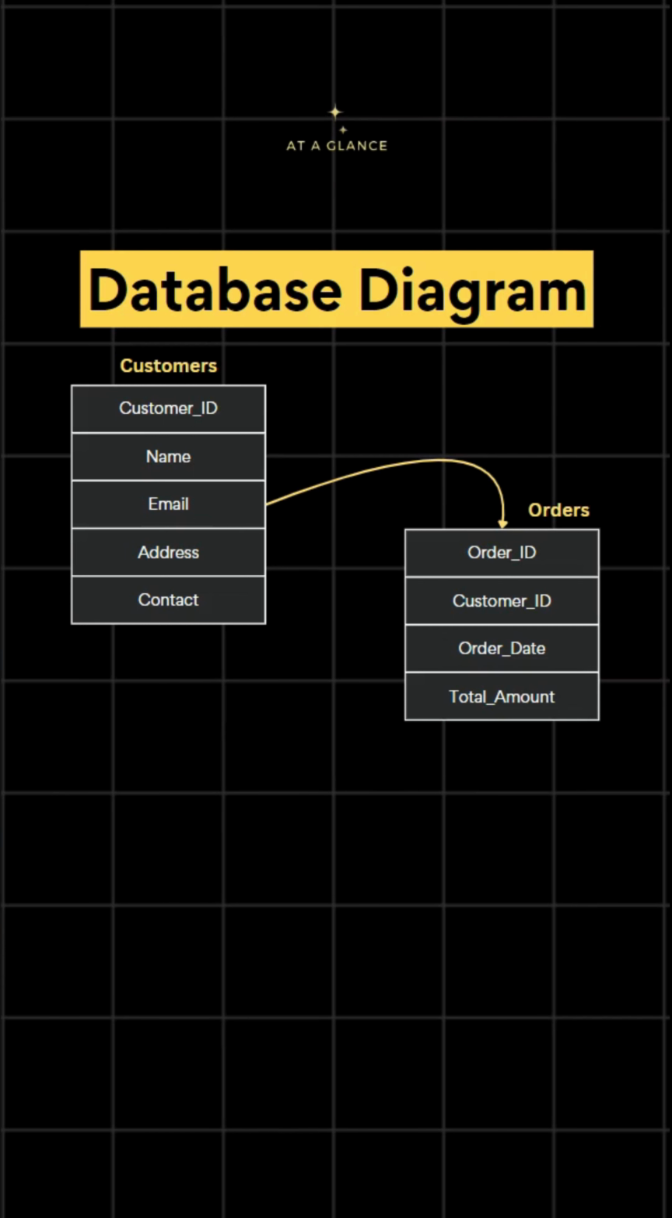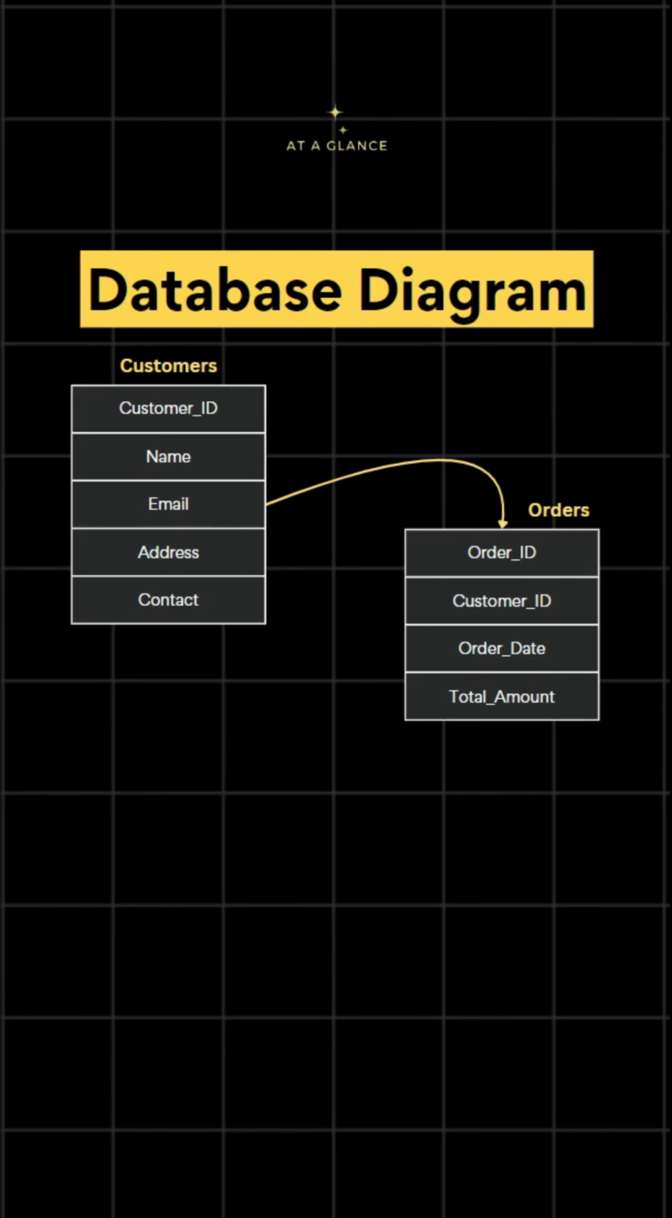4 attributes: order ID, customer ID, order date, and total amount. Customer ID is the common attribute between customers table and orders table, which relates these two particular tables. And yes, one particular customer can have many orders.